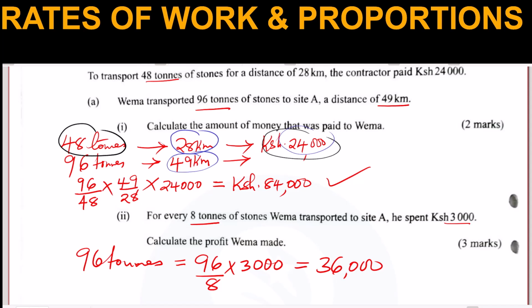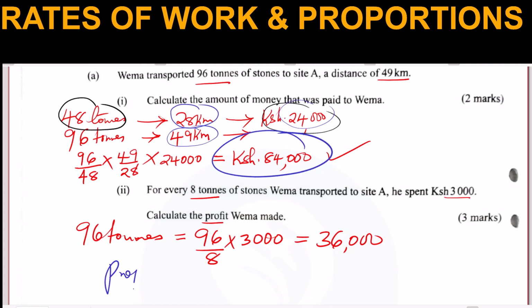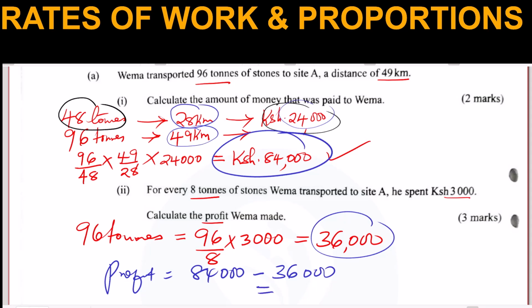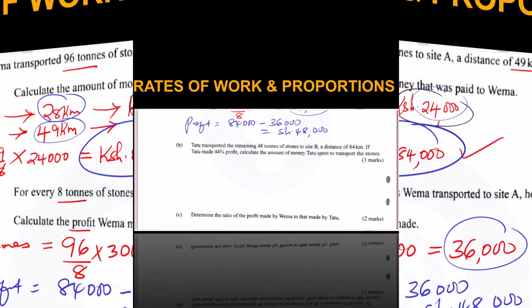Now we need to calculate the profit. How do you get the profit? We use the amount of money that was paid to Wema in part A, which was 84,000. So profit is equal to 84,000 subtract the amount spent on transport, which is 36,000. This will give 48,000 shillings.